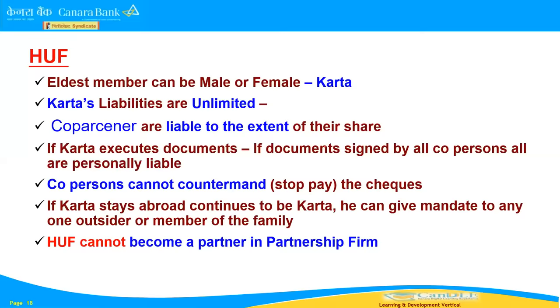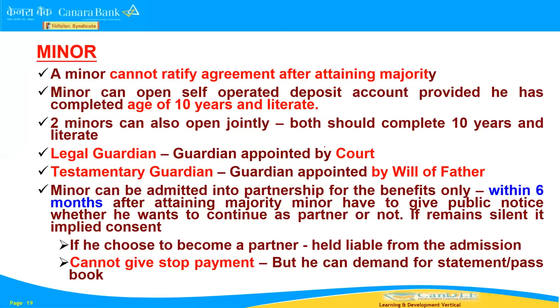Now coming to minor. A minor cannot ratify an agreement after attaining majority. Even after becoming 18 years, he cannot ratify any agreement. Then, a minor can open a self-operated account after the age of 10 years. But the only thing is, he should be literate. He should be studying. Then only we can open an account for a minor above 10 years. Can two minors open? Yes. Only thing is, both the minors should be above 10 years. Then they can open, no problem.